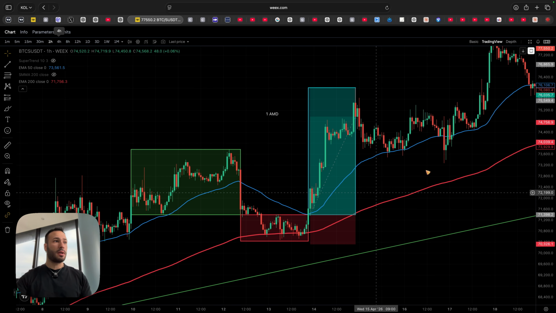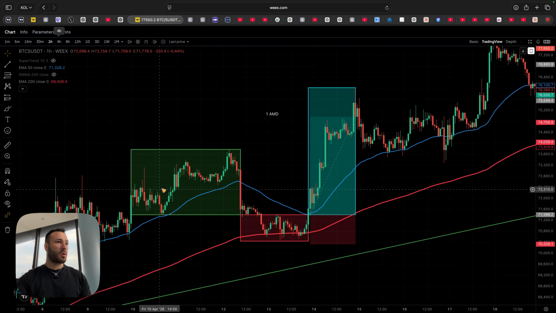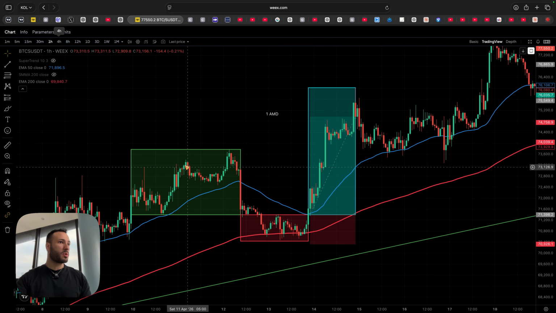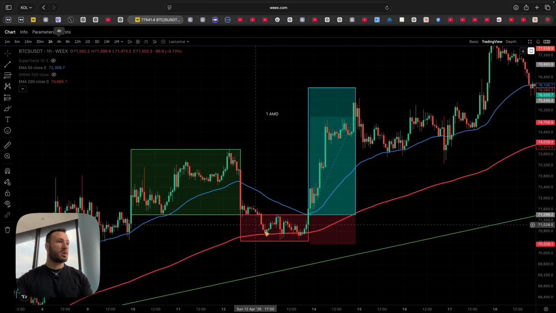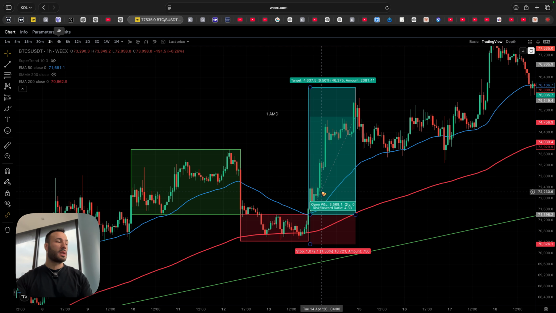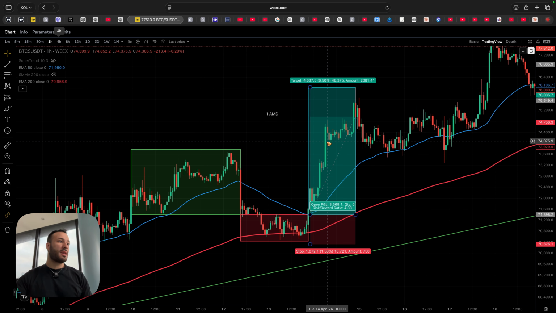The AMD model in trading stands for accumulation, manipulation, and distribution. First comes accumulation. That's when price moves sideways while positions are quietly built. Then comes manipulation. This is where smart money creates fake outs, sweeps liquidity, and traps traders into the wrong direction. Finally comes distribution. That's when price aggressively moves toward the real trend direction. The goal is simple. Smart money creates liquidity first and then moves price where they actually want it to go.